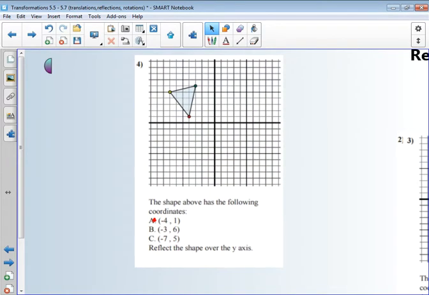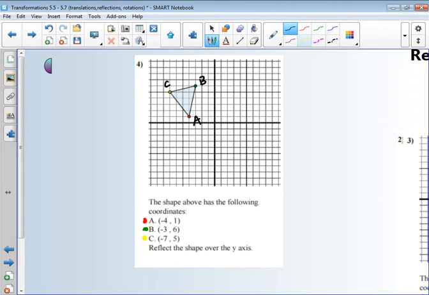Okay, so number 4, nice thing is there's only 3 points, so it'll be a little bit faster. So the first step is we want to go ahead and mark off what's what here. So over to -4 up to 1, my A is the red point. Over to -3 up to 6, that's my green point. And over to -7 up to 5 then is my yellow point. Okay, you're on a black and white page, so I'll go ahead and mark those. This is A, this is B, and this is C.